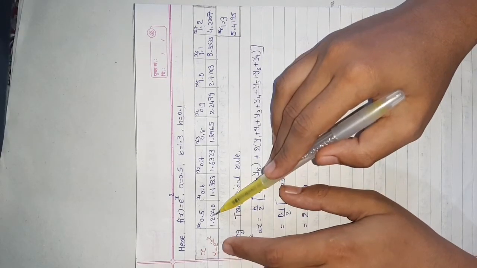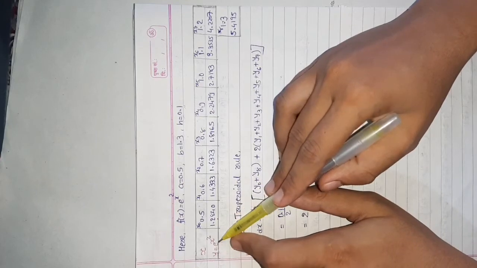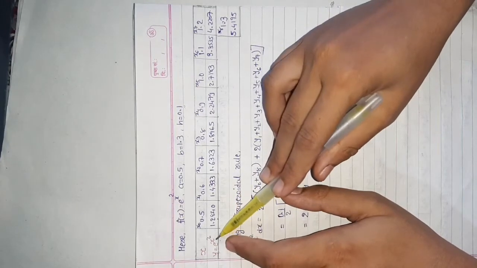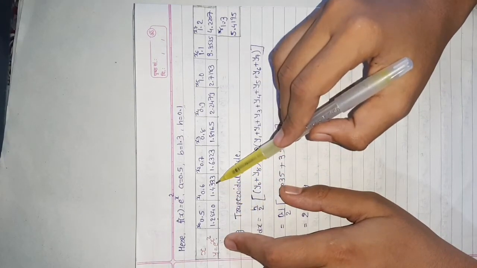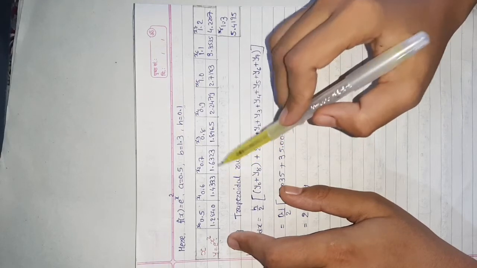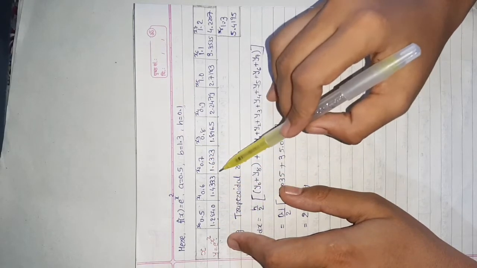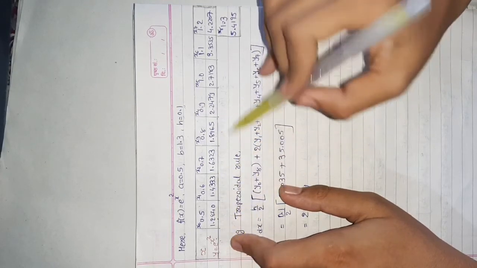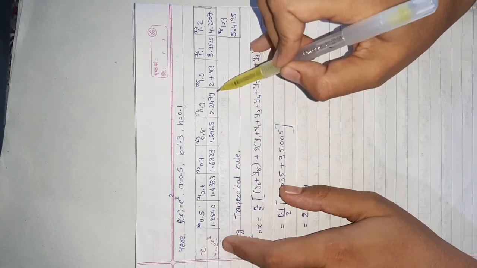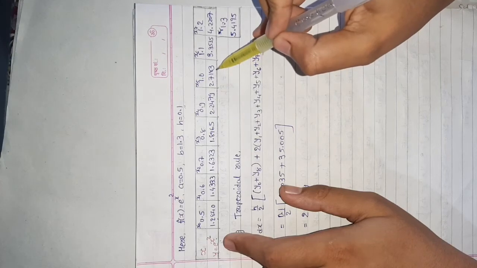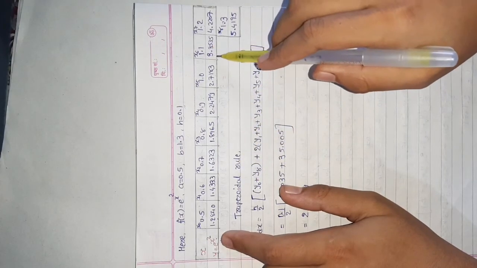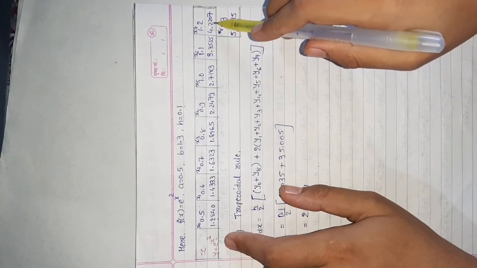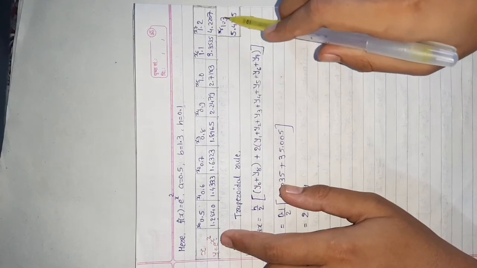Now we find the value of y as e raised to x square. So e raised to 0.5 square is 1.2840. Then e raised to 0.6 square is 1.4333. e raised to 0.7 square is 1.6323. e raised to 0.8 square is 1.8965. e raised to 0.9 square is 2.2479. e raised to 1.0 is 2.7183, e raised to 1.1 square is 3.3535, e raised to 1.2 square is 4.2207, and e raised to 1.3 square is 5.4195.